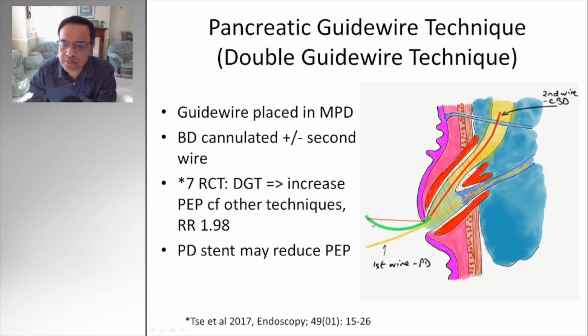We then try to cannulate the bile duct using either the sphincterotome on its own, in which case it's called single guidewire technique, or more usually by using a second wire, which is shown in red. If we use the second wire, it's called the double guidewire technique. The idea is the first wire obturates the main pancreatic duct and also straightens the intraduodenal portion of the common bile duct, thereby facilitating entry into the common bile duct with the second wire.